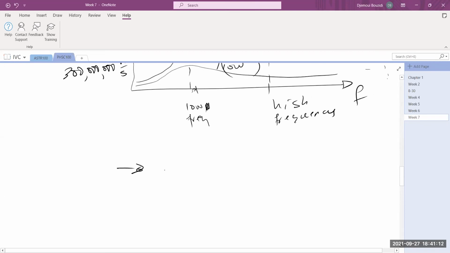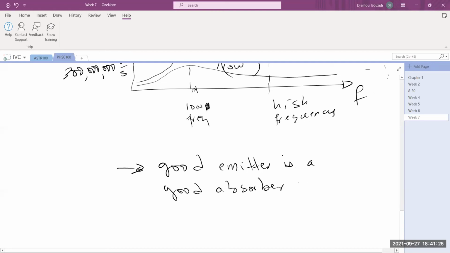I'm going to write it in here on the screen. Good emitter is a good absorber. Okay, this is a black body. So this is what we study as a black body.